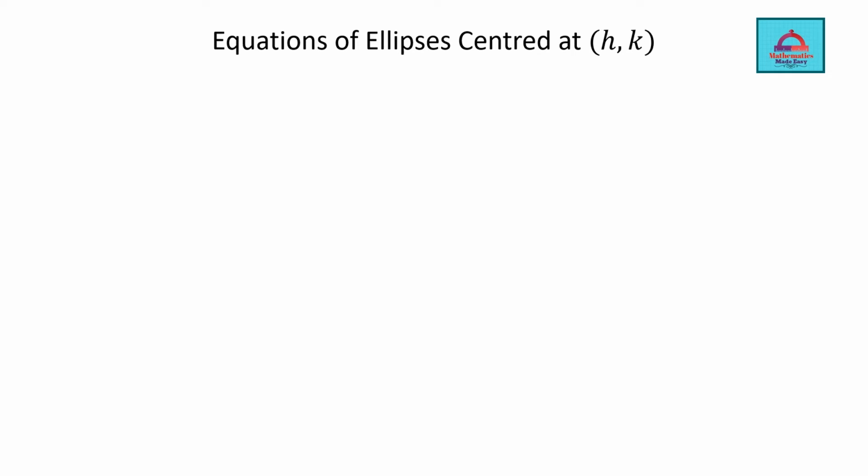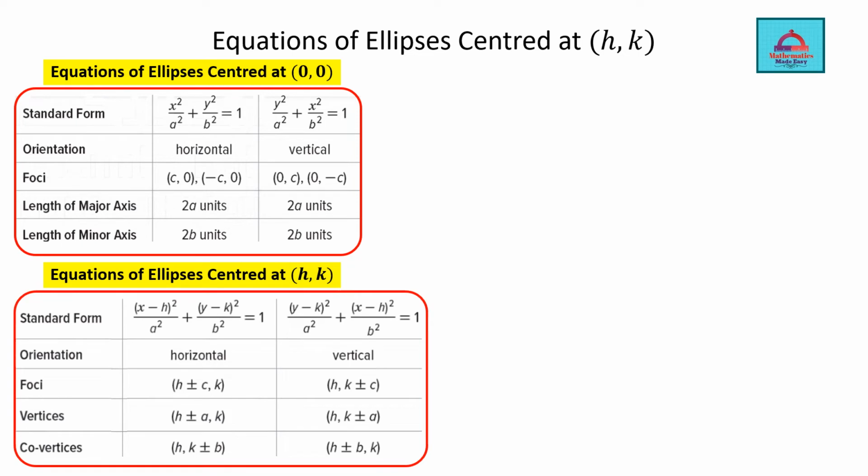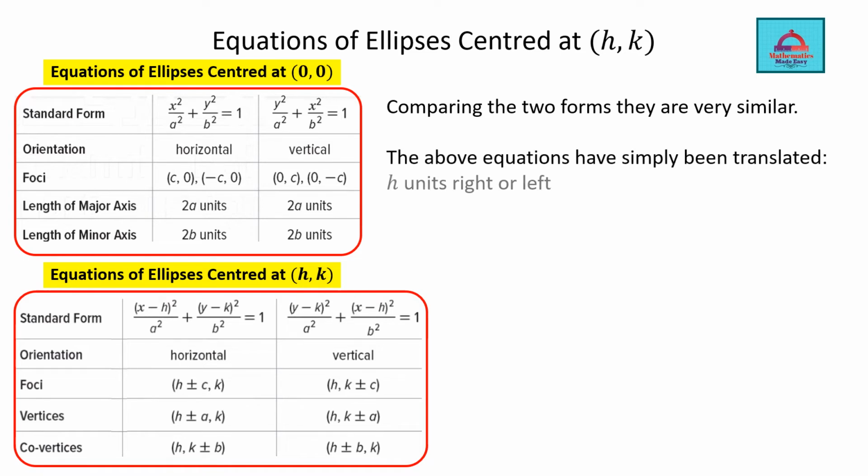Okay, now that you know the equation of an ellipse centered at (0, 0), horizontal and vertical, let's look at the equation of an ellipse centered at (h, k). This is more important than the previous one, and it's given in your math book and also in the formula sheet that I shared with you in the last video. If you see carefully, the center is changed and the foci are moved by h units on the x-axis and k units on the y-axis. So the above equation has simply been translated h units right or left and k units up or down.